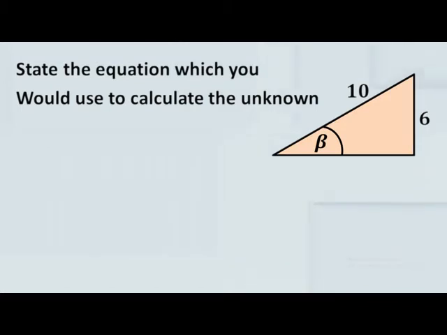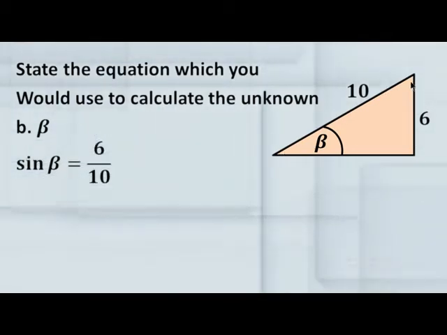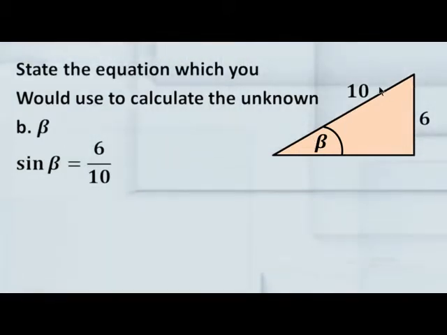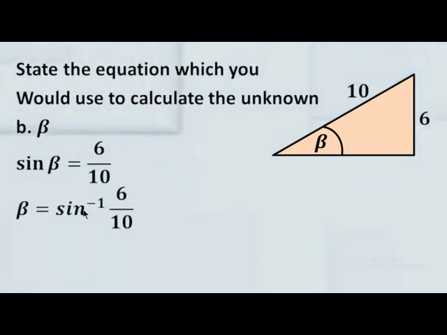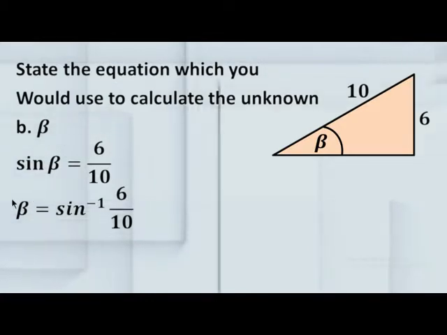Next, how about finding the value of beta? What is the equation that you are looking for? Since we only know the opposite and the hypotenuse, we use sine, because sine is the opposite per hypotenuse, so 6 per 10. So sine beta equals 6 per 10. So beta equals anti-sine of 6 per 10. You can type this in your calculator and you will find the value of beta. For this case, you only have to find the equation, so you finish here.